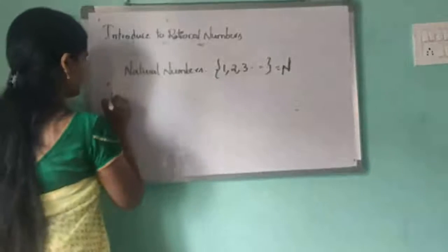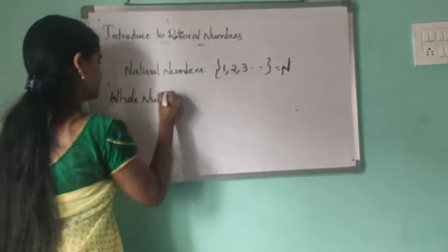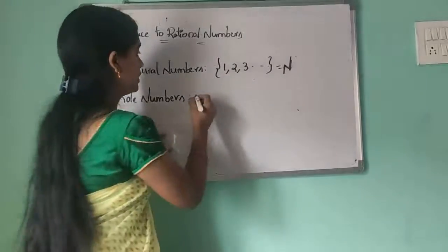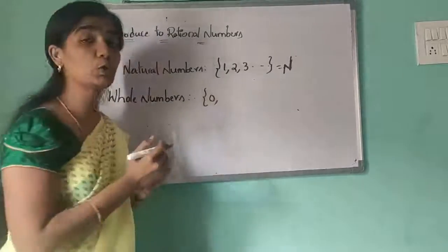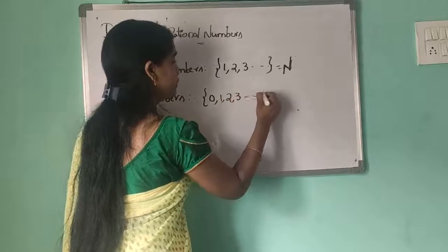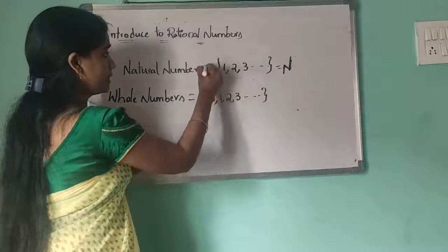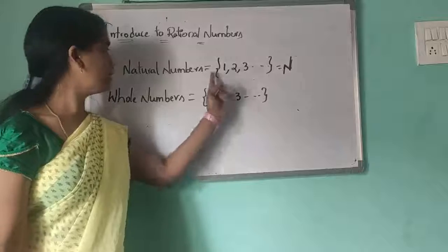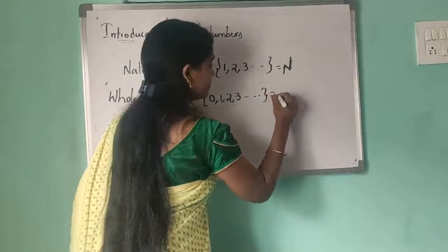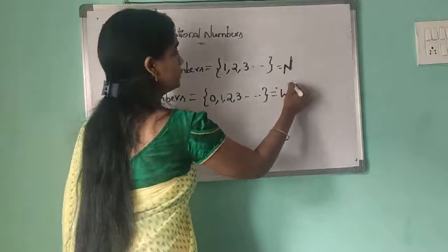Coming to the second one, whole numbers. What are whole numbers? Whole numbers include zero. The collection of natural numbers including zero is said to be whole numbers. Whole numbers can be represented as W.